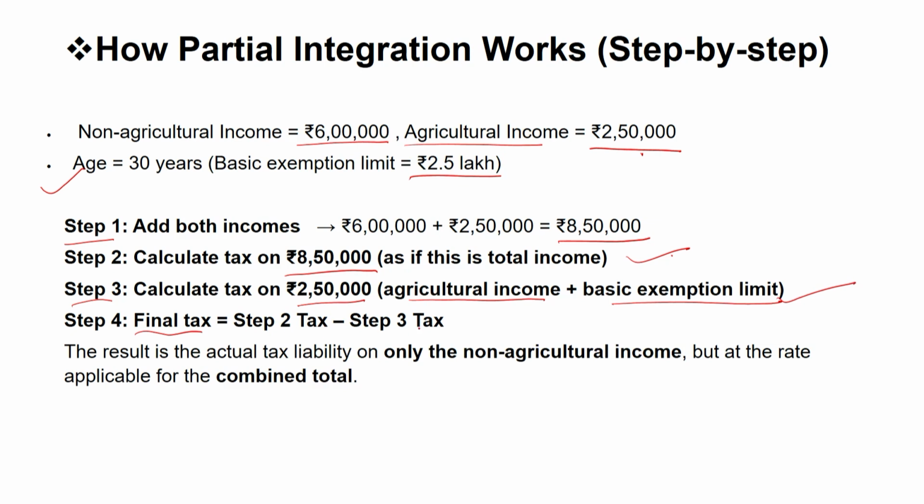So step 2 tax minus step 3 tax, whatever will be the result will be the tax payable by the assessee in such case. So the actual tax liability will be only on the non-agricultural income, but at the rate that will be applicable for the combined total in such a case. So this is known as the partial integration in case of the agricultural income.